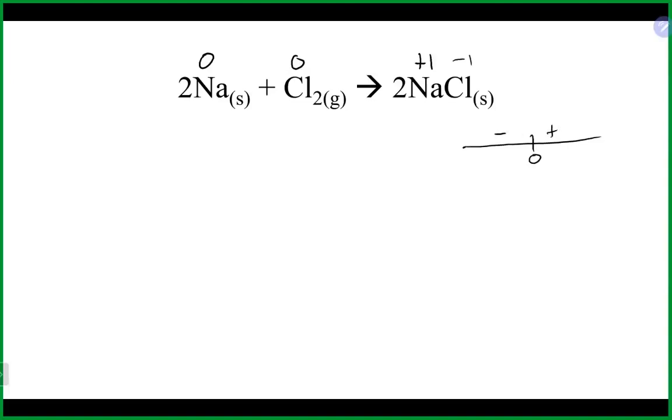So if we take a look at sodium on the left-hand side, it started at 0, and it ends at +1, which means it is moving in this direction here, the sodium. And that means that it's actually moving in a more positive direction, which means it is going through oxidation. So the sodium here is going through oxidation in this case. By default, that means that the chlorine here is going through reduction.